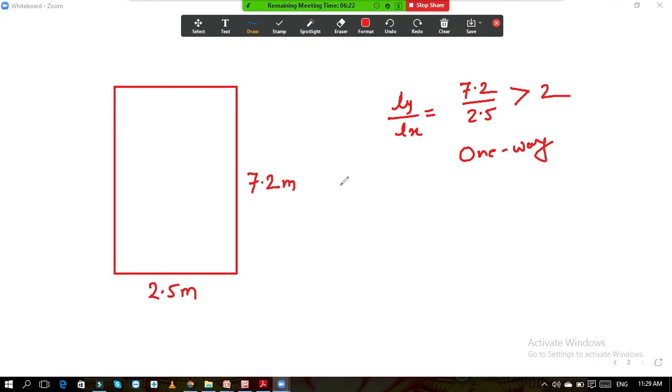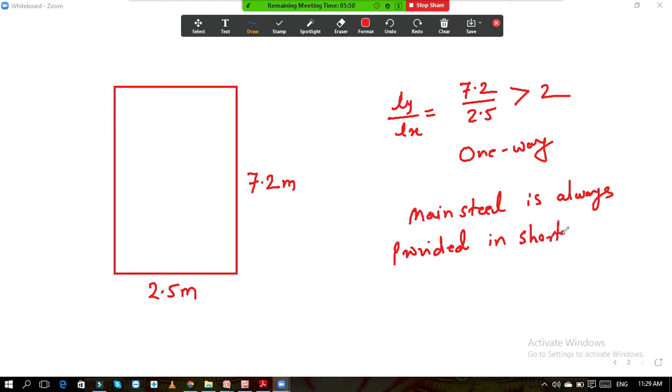In the case of a one way slab, our main steel is always provided in one direction only. In the other direction, we provide distribution steel. So that is why this slab is called a one way slab. These are the key points. If you want, you can note it down. Main steel is always provided in the shorter direction.